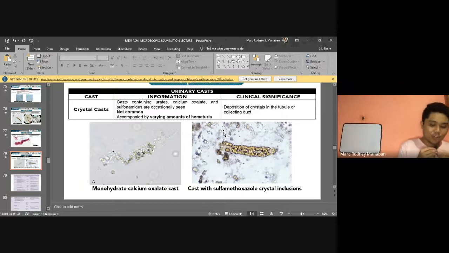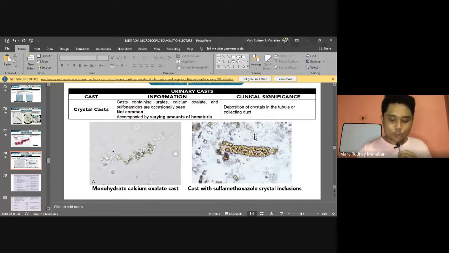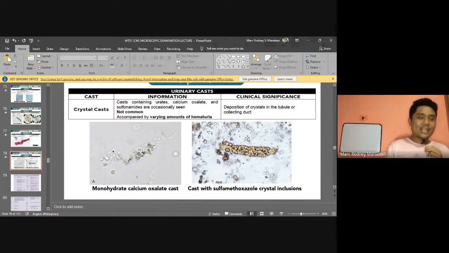And the last of the casts are, of course, the crystal casts. This is rarely seen, but the most common are usually calcium oxalate monohydrate crystals in casts, and sulfamethoxazole crystals when you take sulfonamides, antibiotics, alright? Now, take note, the clinical significance is the deposition of these crystals in your renal tubules. The fact that the crystals are seen in your urine means that inside your body they have already precipitated or been created as crystals. And this could damage the tubules, especially once you see them in casts, because they precipitated. These are solid, hard crystals, precipitates, so they could harm the tubules when they precipitate inside.